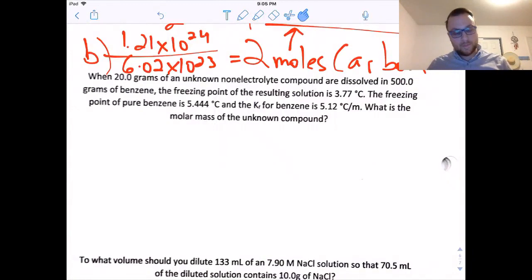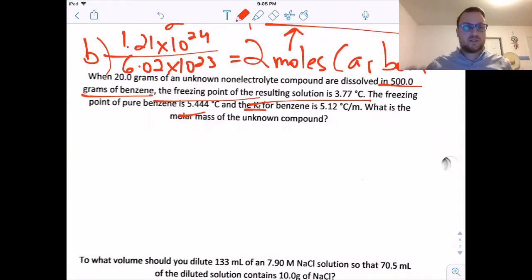Okay, temperature change K, dissolved in benzene. There's a freezing point change, delta T. Now I gave you benzene. I didn't give you water, so don't be writing 1.86 anywhere because your solvent is not water. It's benzene. So we want the molar mass of the unknown compound.